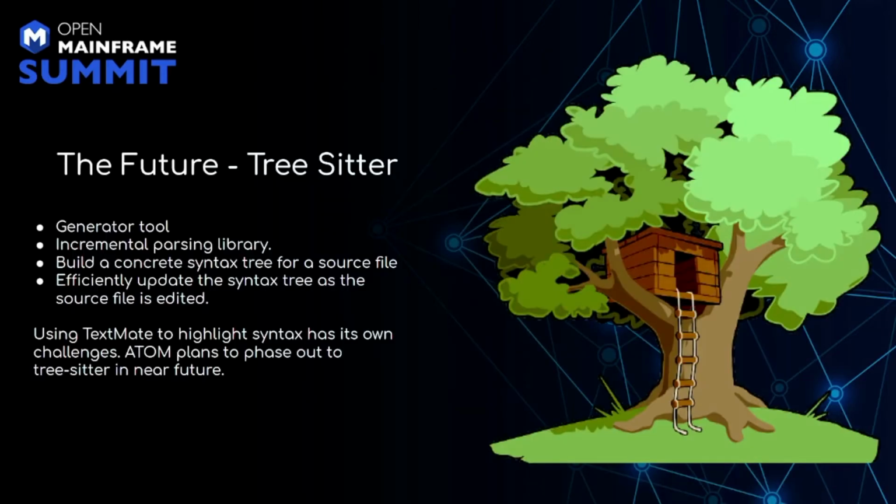Atom is planning to deprecate TextMate in the near future. Additionally, highlighting in TextMate can sometimes be tricky. Alternatively, we could use Tree-sitter, a generated tool that is an incremental parsing library. It helps build a robust syntax tree for a source file.